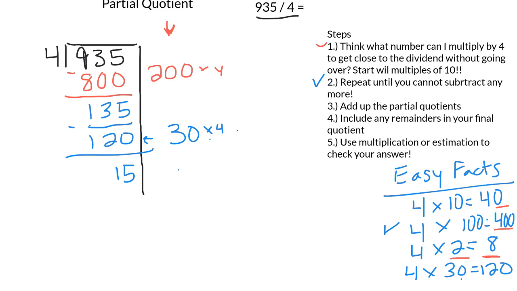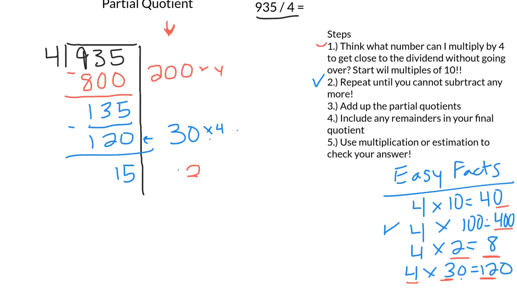And I see 15. So now what we're going to use is, can we use any of our easy facts or anything we know about 4 to get close to 15? And this is one of your fact fluency facts, but what I see right here in my list, do you see this? 4 times 3 equals 12. Yep, that's what we're going to use. That is as close as we can get.